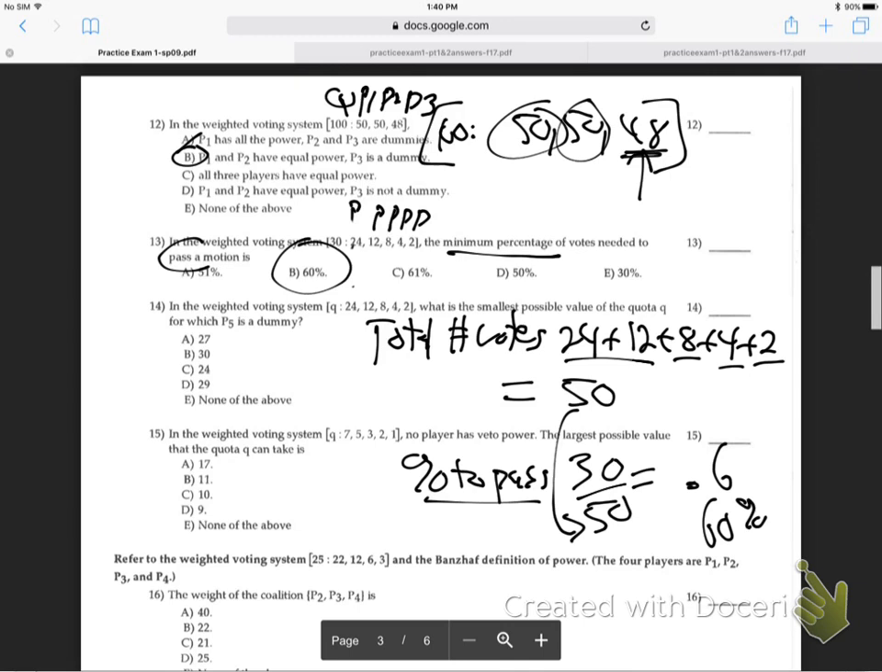Stop me if you want to talk about it. Number 14, weighted voting system. Which is the smallest? Okay, that's that super hard question. Let me save this. That's what I would do if I was you too. I'm doing the same thing because I don't want to run out of time. That's super hard and takes a long time.